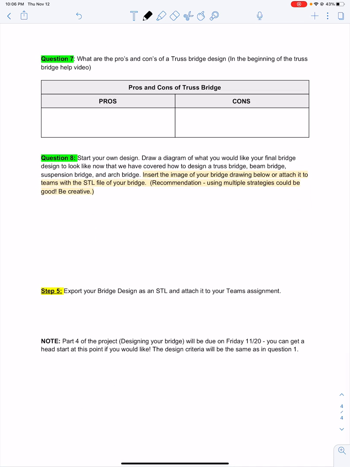All right, what are the pros and cons of a truss bridge design? Okay, so this is in the truss bridge video, so you guys can look there.